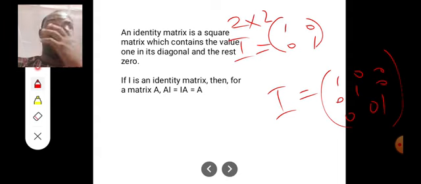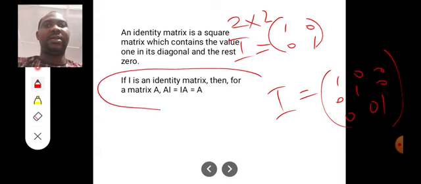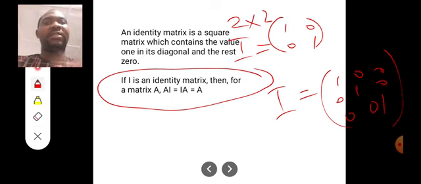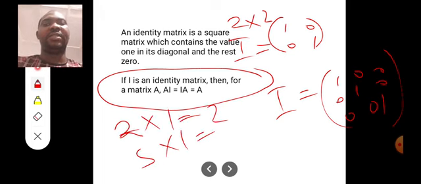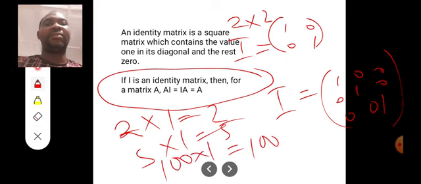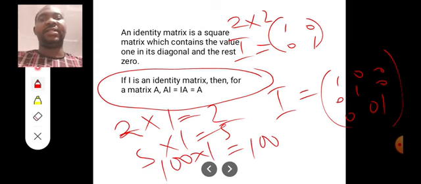Now, what is the significance of the identity matrix? If I is an identity matrix, then for a matrix A, AI must be equal to IA equal to A. That means any matrix you multiply with the identity matrix will still give you that same matrix. Like in our normal counting numbers, the identity is 1. Any number you multiply by 1 still gives you that same number. 5 times 1 is still 5. 100 times 1 is still 100. That's the same with the identity matrix. When you multiply a matrix with an identity matrix, you get the matrix itself.